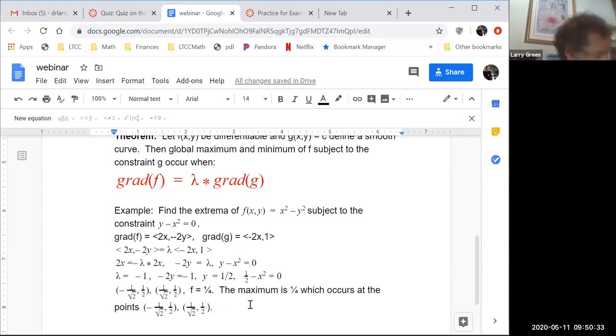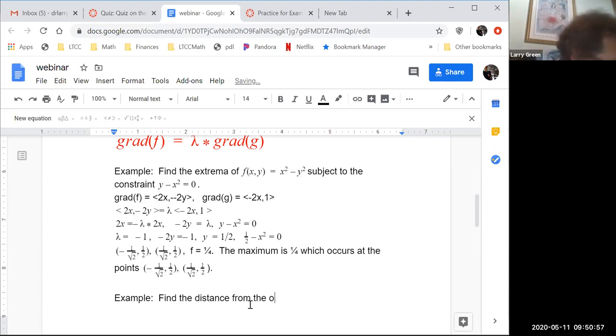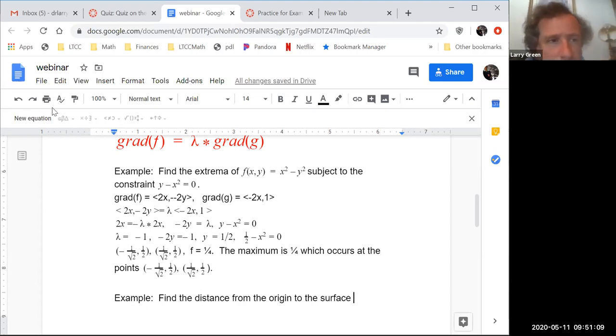Okay, ready for another one? And the next example is find the distance from the origin to the surface xyz equals 8.